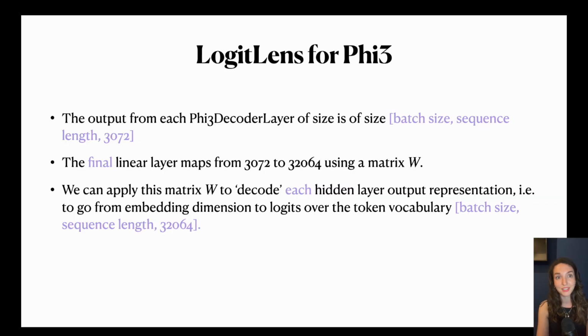Now, how can we apply this LogitLens methodology for Phi-3? It's very, very simple. The output, as I already said, from each of the Phi-3 layers that we have is of batch size times sequence length times this hidden size 3072. We have this final layer that allows us to move between embedding size and output size, aka vocabulary. And what we then basically do is we just take the matrix from this final layer and we use it to decode each of the outputs from all of our hidden layers. Since they're all the same size, we can easily apply this matrix.